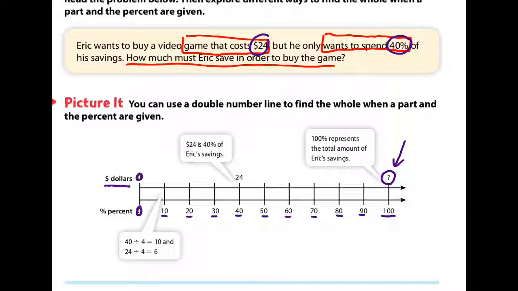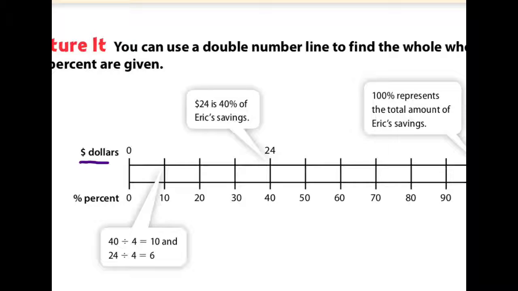All right, you good so far? Because now let's show you how to use the double number line. Let me erase some of this here. So first, we know that the $24 is 40% of what his savings is supposed to be. So we have that whole ratio right there.